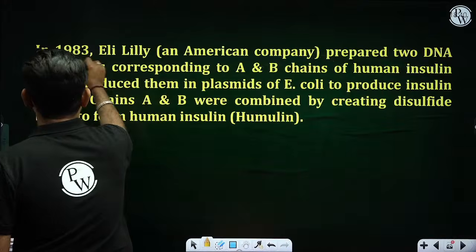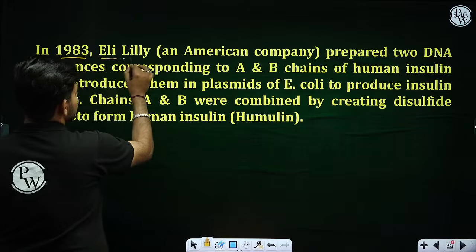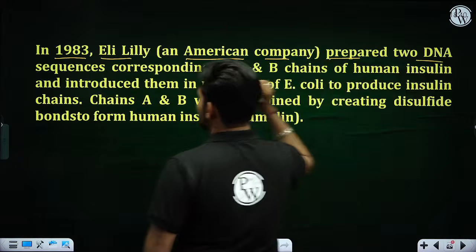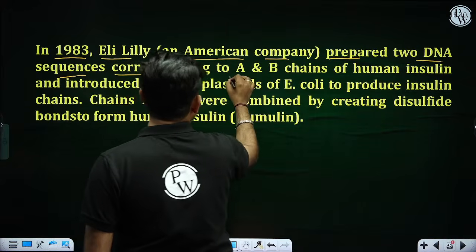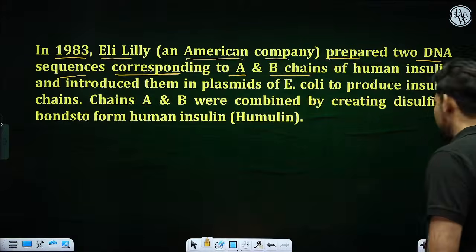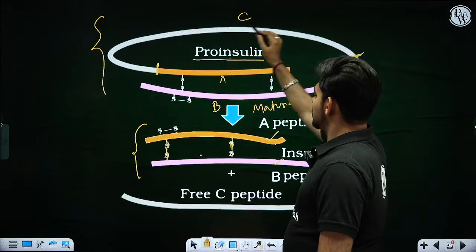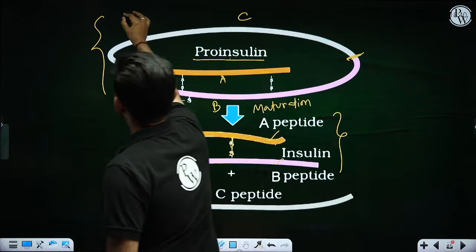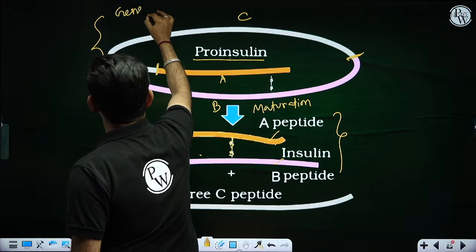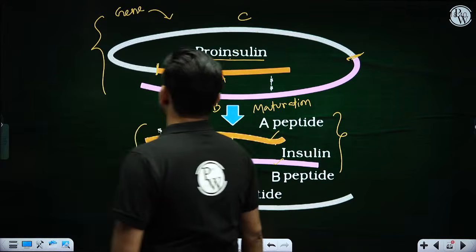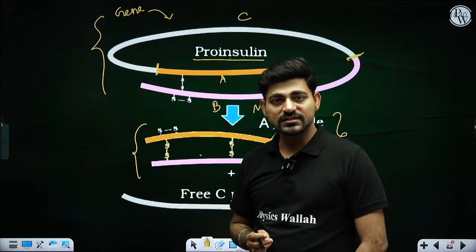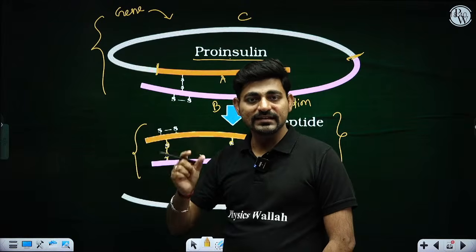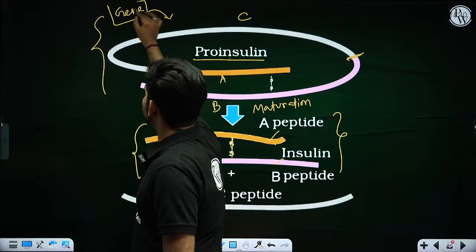Now in the year of 1983, Eli Lilly, an American company, prepared two DNA sequences corresponding to A chain and B chain. Okay. Now what is the problem? This A chain, B chain and C chain, this proinsulin is produced inside our body from a gene. The insulin producing gene is responsible for the production of proinsulin in our body, and that gene is a single entity.